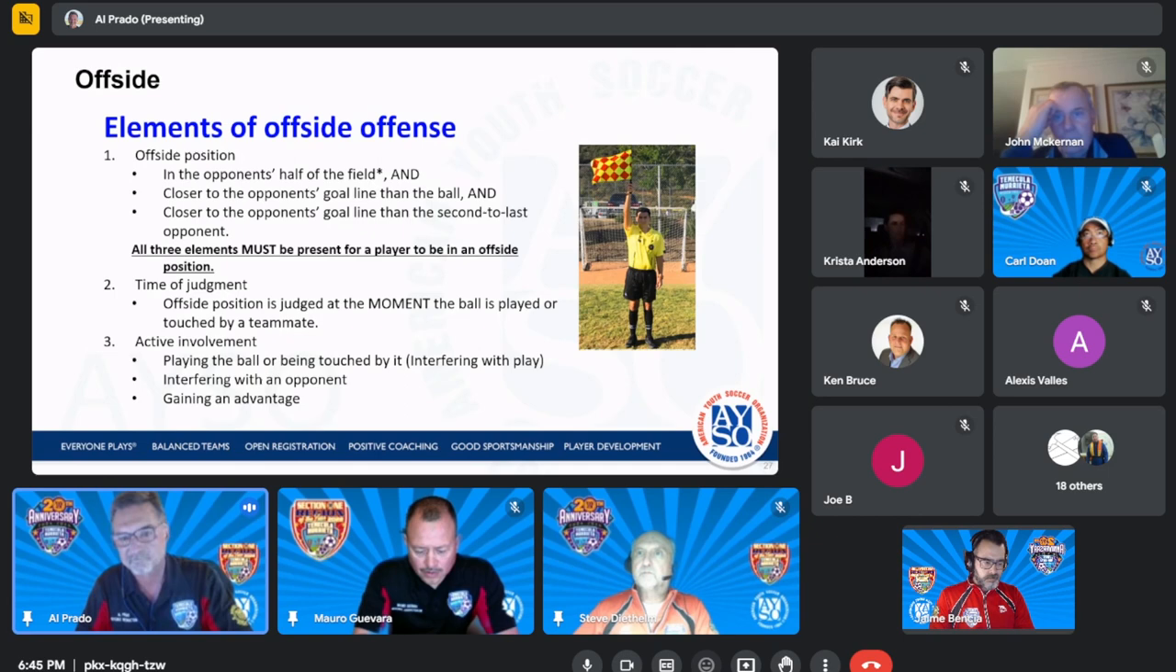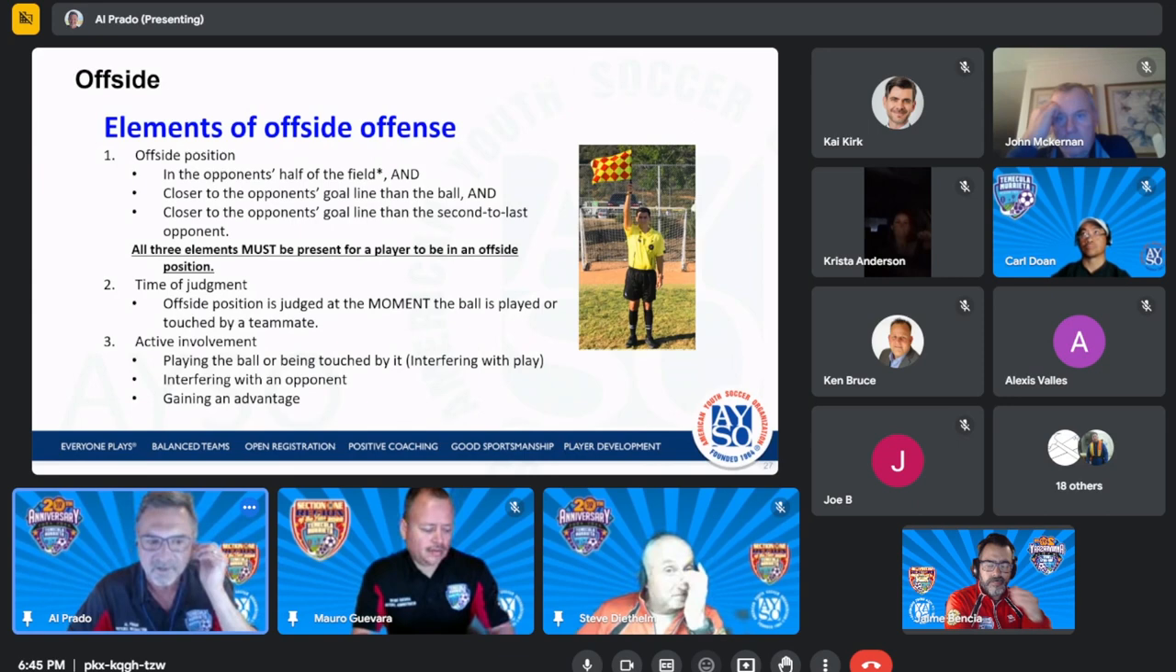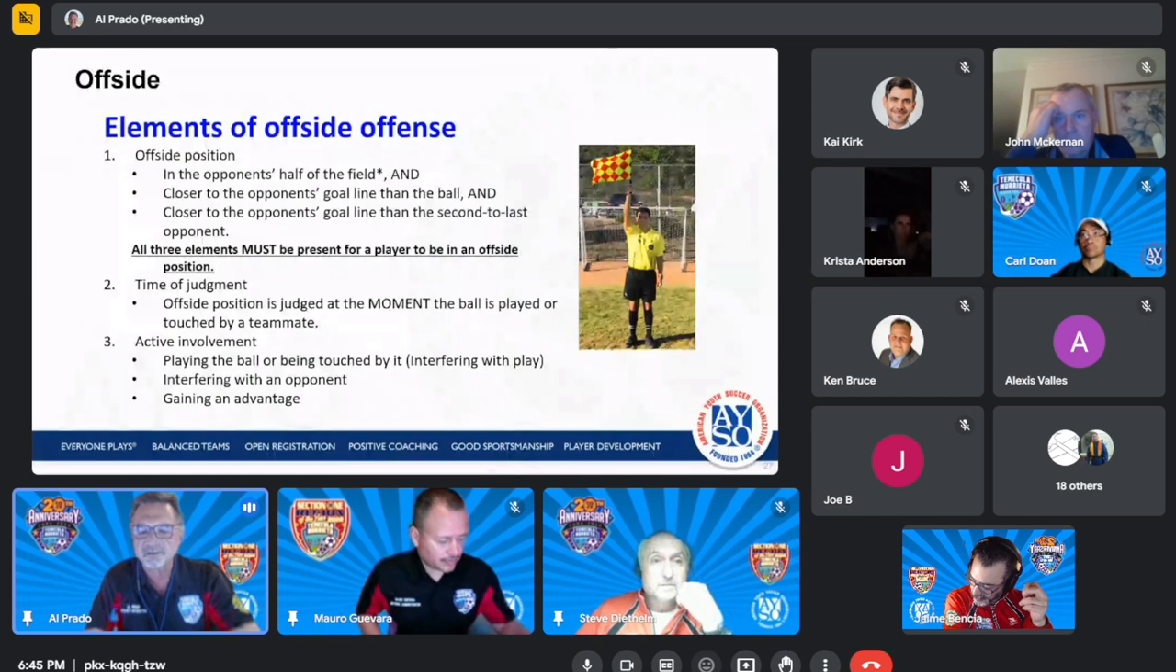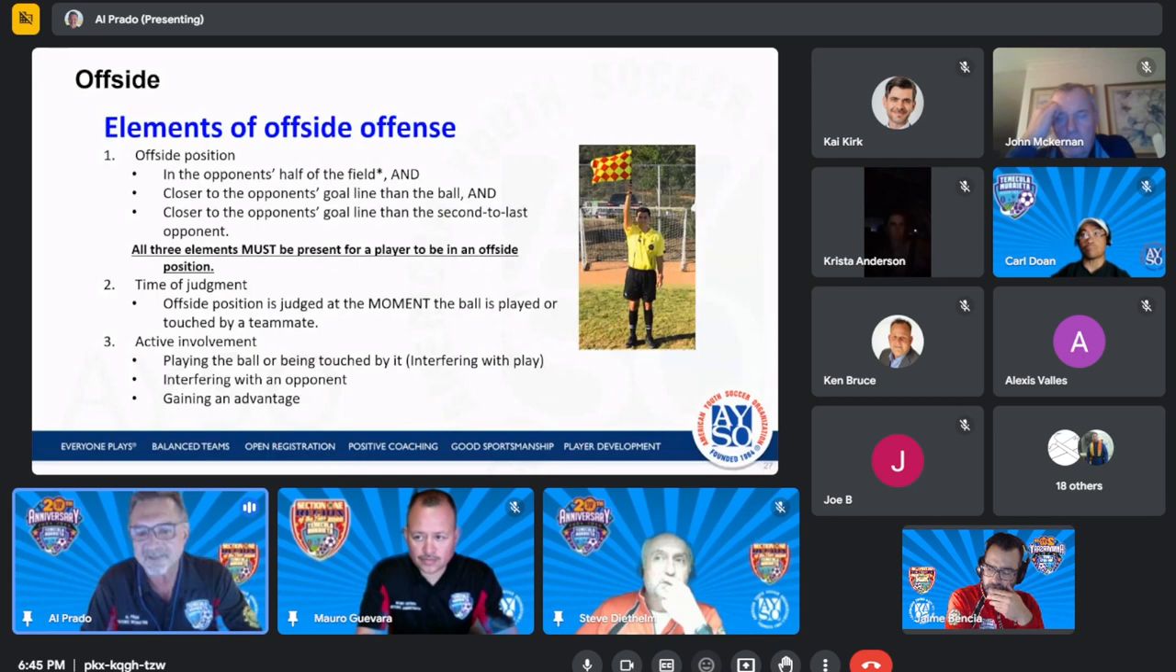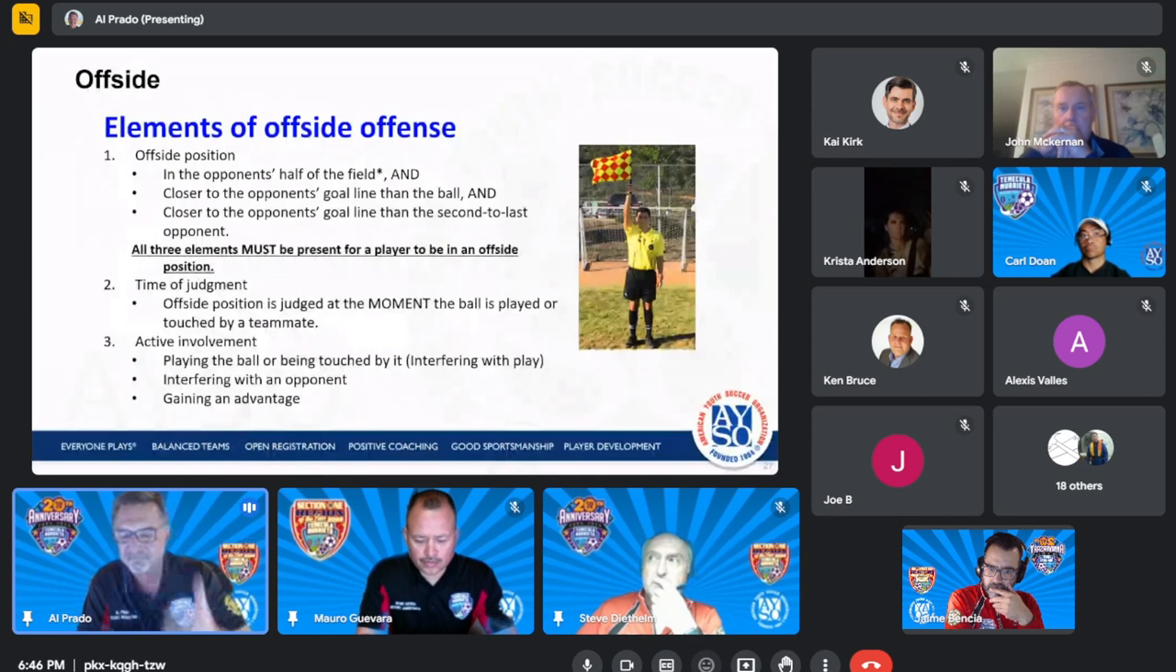The time of judgment is when the ball is last touched or played by a teammate. Thanks, Jaime, good job. It's got to be touched or played by a teammate while the player is in the offside position, and then the player must be actively involved. Generally speaking, at 10U, that's actually touching the ball. You can also interfere with an opponent if, in your opinion as a referee, the player in offside position, even though they didn't touch the ball, impacted how the defenders played it. If they're standing in front of the keeper, preventing the keeper from seeing the play, they're actively involved and they interfered with the opponent.